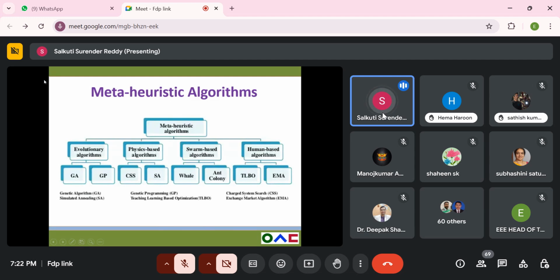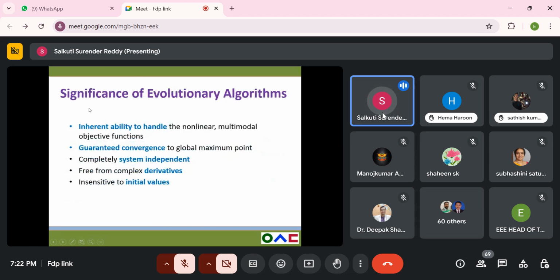In meta-heuristic algorithms, again, there are different algorithms. Some are evolutionary, physics-based, swarm-based, or human-based. Based on evolutionary, you can say genetic algorithm, simulated annealing, whale, ant colony, PSO, teaching-learning-based algorithm. All these are different meta-heuristic optimization techniques.